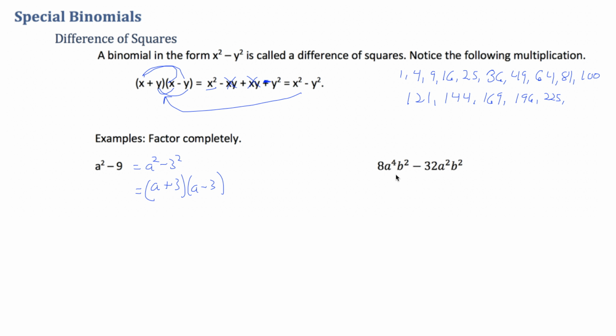The next one might be a little more complicated. Let's look through it. Remember, from the previous slide, the first thing we should always do is look for a common factor. Looking at our coefficients, 8 and 32, 8 goes into both of those, so we can factor out an 8. There's an a to the 4th and an a squared, so both of those have at least 2 factors of a, so a squared. And they both have a b squared, so that's a common factor.